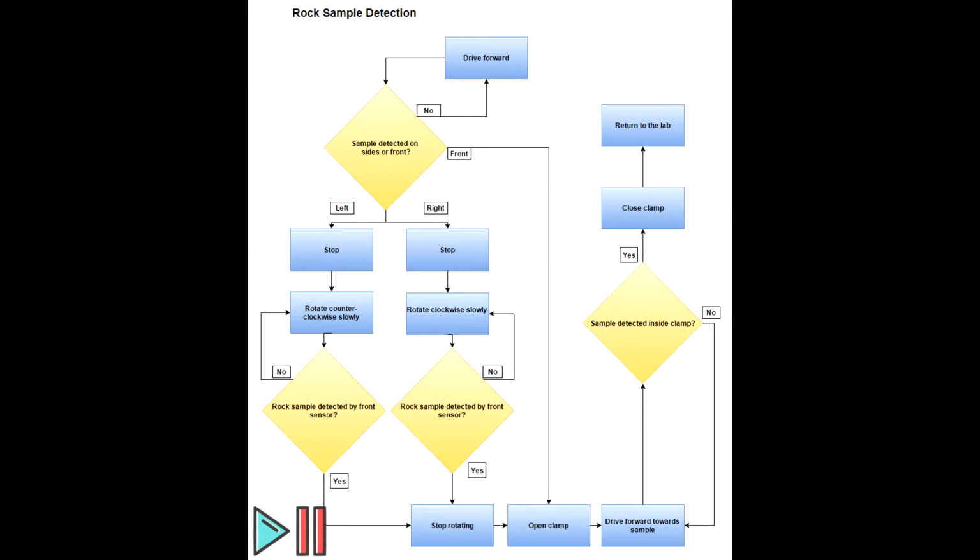The robot will check if a rock sample is detected, align itself accordingly, and open the clamp. It will then drive in a straight line towards the sample. If the clamp sensor detects that a sample is inside, then the robot will stop, close the clamp, and take the sample back to the lab.